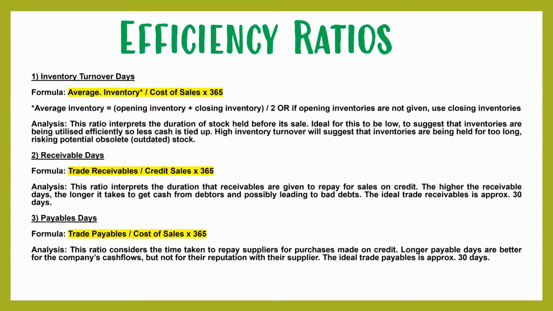The third ratio is the payables days. This ratio interprets the duration taken by the company to repay purchases on credit to their creditors or trade payables. It is better for the company's cash flow to have a higher trade payable repayment, but it is not good for their supplier relations. Therefore, a balance should be maintained, and commonly the ideal ratio is approximately 30 days to repay payables for purchases made on credit.